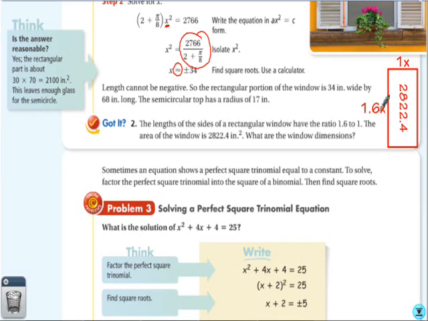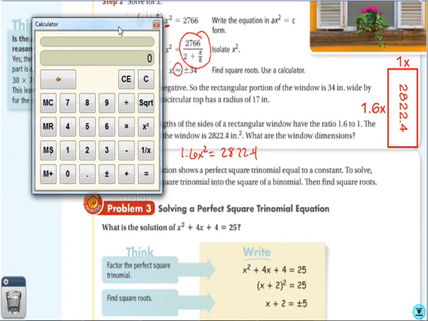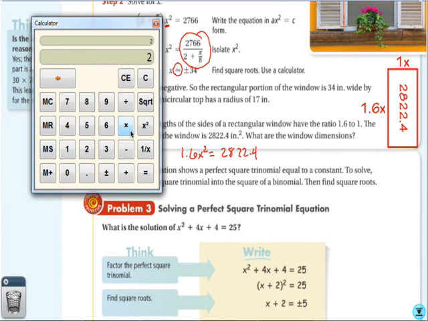So it's 1.6x and 1x. The area for a rectangle is just length times width. So this becomes 1.6x times 1x, which is 1.6x squared, and that area is going to equal 2,822.4. I'm going to divide both sides by 1.6 to get the x's by themselves, so let's go ahead and do that.